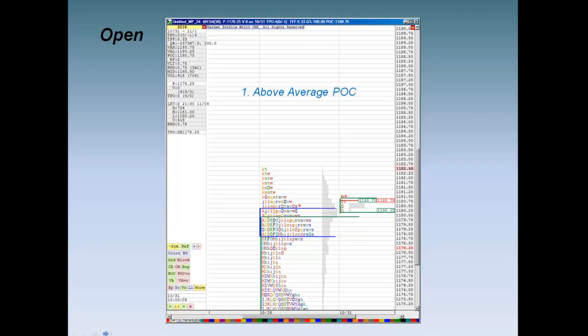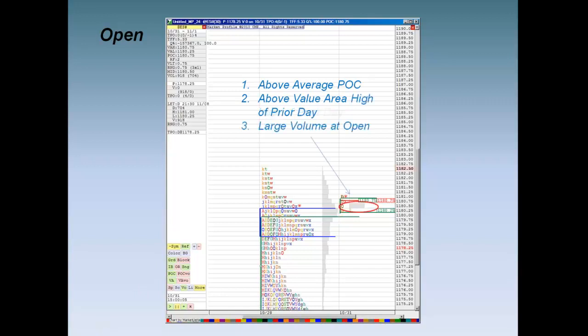You are opening above the average POC because you've calculated that, and that gives you some additional confidence. You are also opening above the value area high of the prior day. So look at all these things that are telling you in your analysis the market is very bullish. You are also opening seeing large volume at the open.